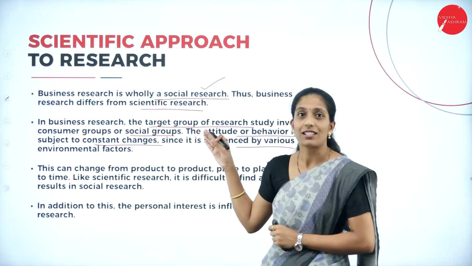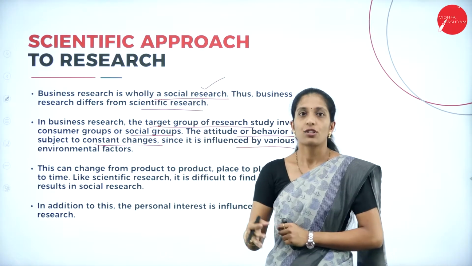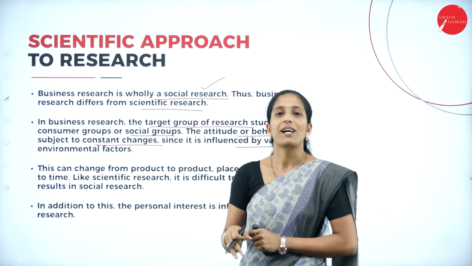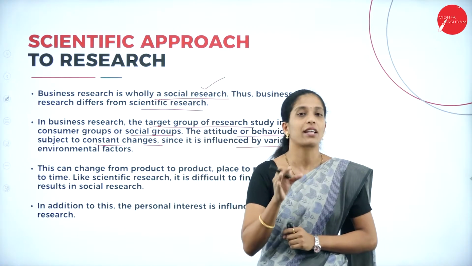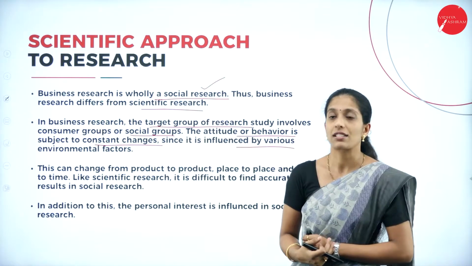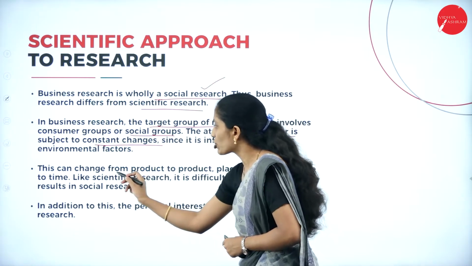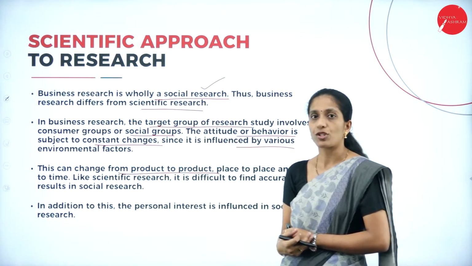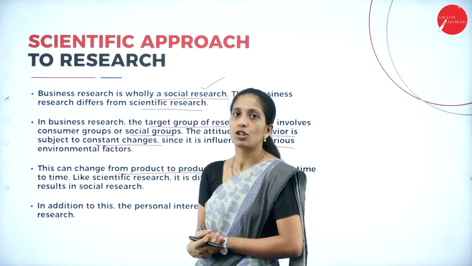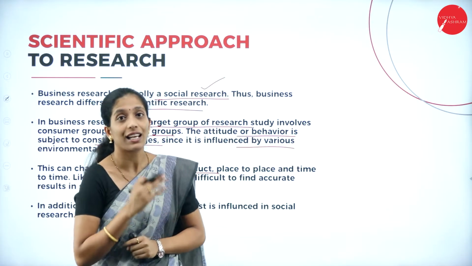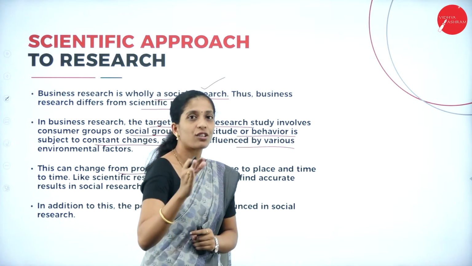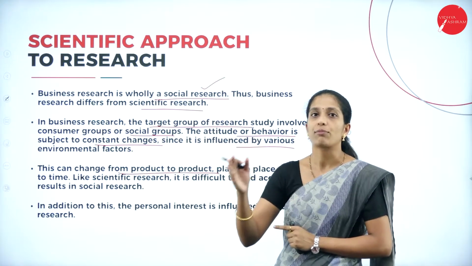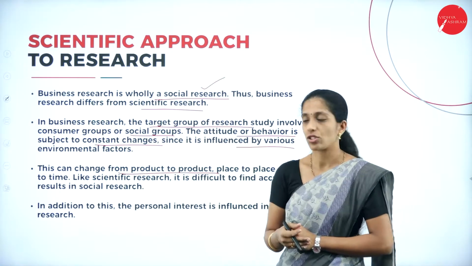So we are going to discuss the social groups here. Social groups are nothing but the consumers, where the behavior of the consumers keeps on changing. So we can't predict a particular result under business research. This can change from product to product, place to place and time to time. Of course, we know about the behavior of the consumer. Here the behavior of the consumer is not the same from one person to another person, from one place to another place, as well as from one time to another time. So it keeps on changing.